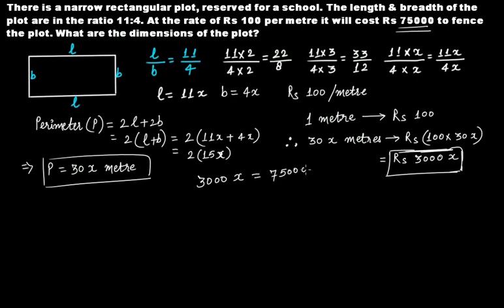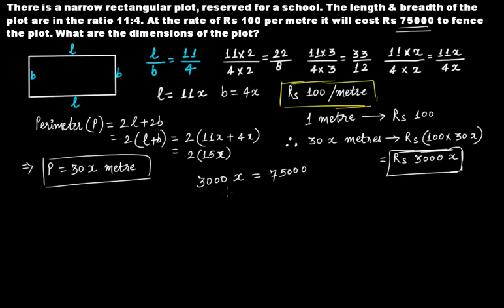75,000. Now I'm again repeating if you're getting confused. This is the rate of fencing. That is, if you fence just 1 meter, it will cost you 100. So assuming that the length is 11x and the breadth is 4x, we have calculated the perimeter. So if for 1 meter we have to pay rupees 100, then for 30x meter, it will cost us 3000x rupees. But we know that the exact amount that we are actually paying is 75,000. So this should be equal to this one, right?